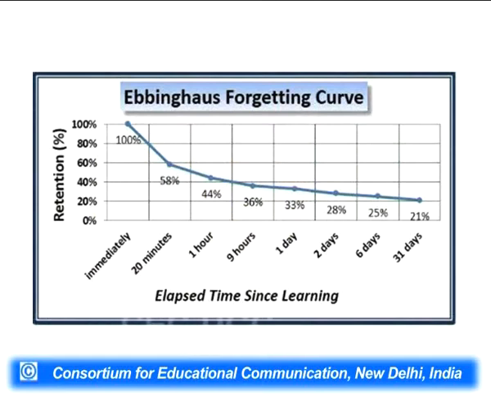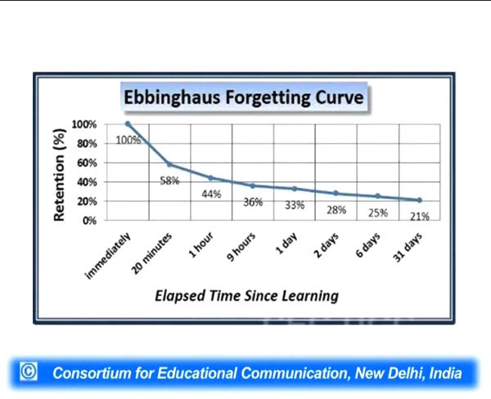Ebbinghaus, a famous psychologist, I am showing in this slide, the forgetting curve. Ebbinghaus says that when you learn a material, you memorize, immediate memory is 100%. Students feel that I have learned and I have memorized, it is 100%. And after 20 minutes, retention is 58%. After 1 hour, the retention is 44%. After 9 hours, the retention is 36%. After 1 day, it is 33%. After 2 days, it is 28%. And after 6 days, it is 25%. And after 31 days, it is 21%.